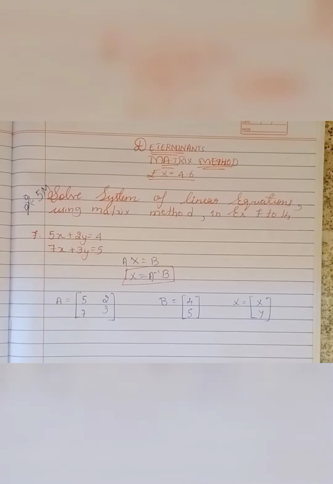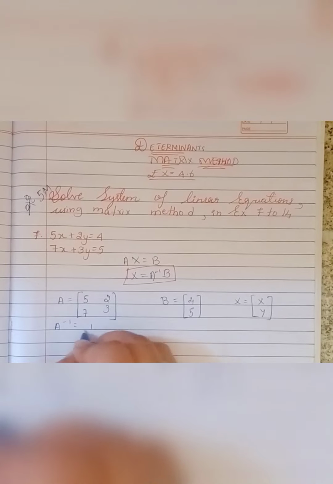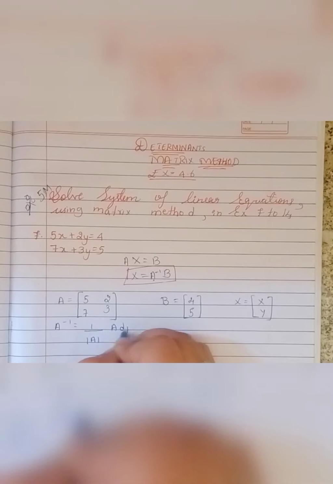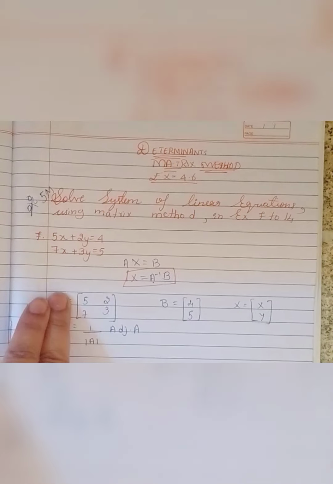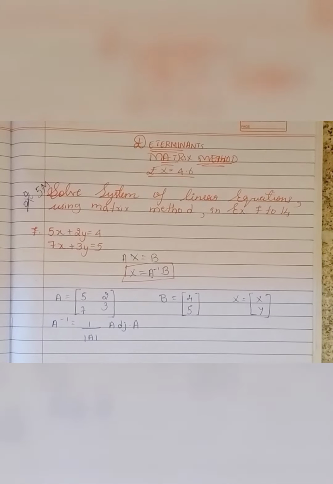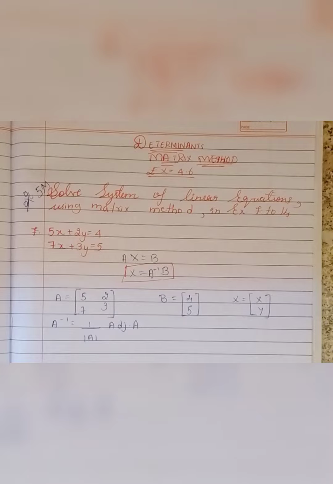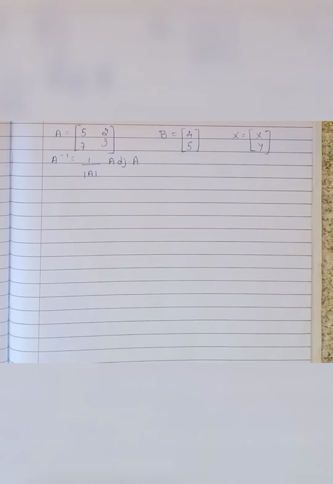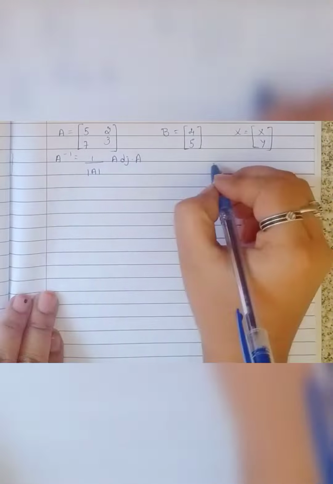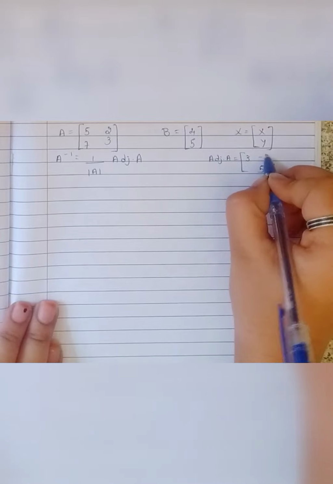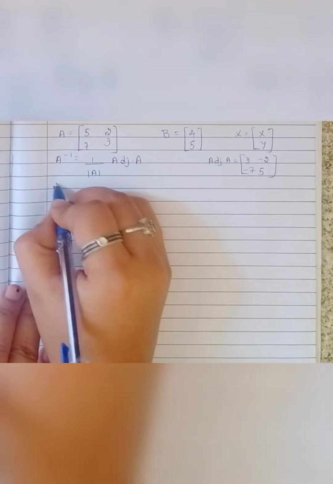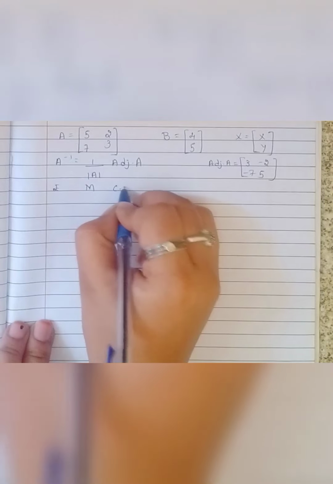How do we find A inverse? We know A inverse is 1 by determinant of A into adjoint A. For a 2 cross 2 matrix, finding the adjoint of A is very easy. Just swap the diagonals and change the sign of the anti-diagonals. If it is plus, change it to minus. If it is minus, change it to plus. Okay, so what I have told is, we have to swap the diagonals 3 and 5 and change the sign of the anti-diagonals. The actual method is, for each element we have to note down the minor and then the cofactor.